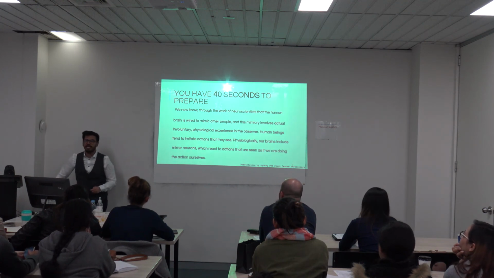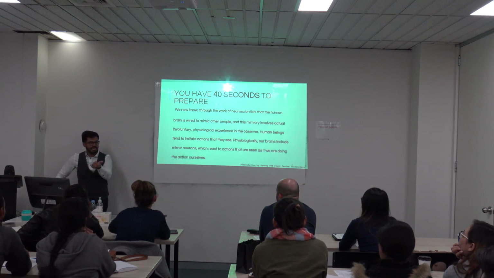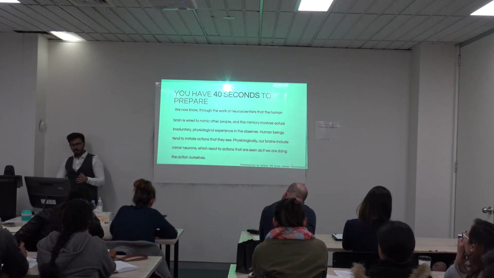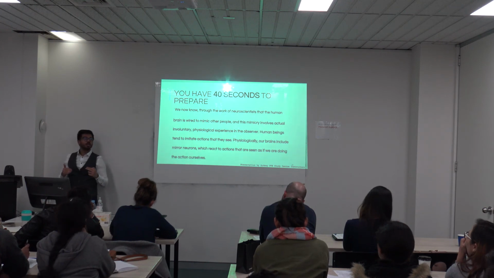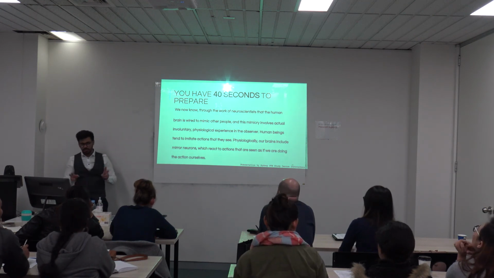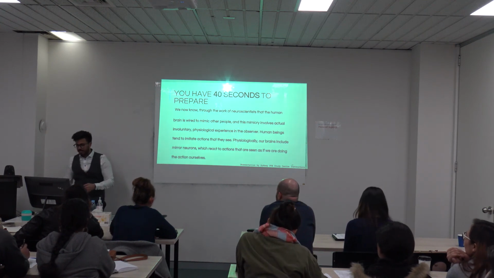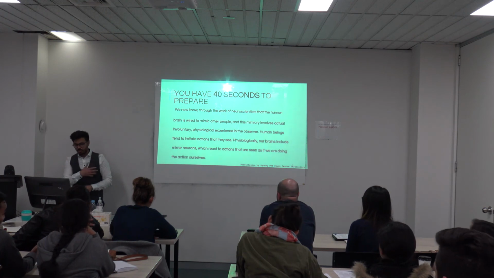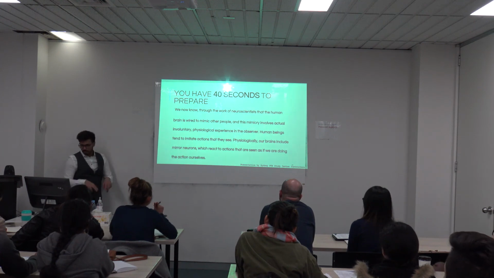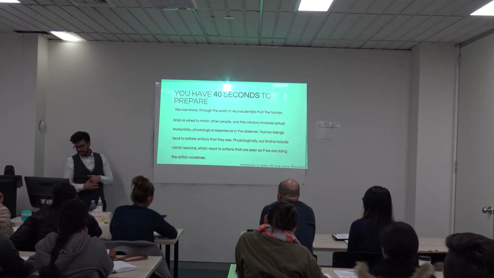What's the spelling of that? Neuro, or neuro? Neuroscientists. That the human brain is wired to mimic other people. And the mimicry involves actual involuntary physiological experience in observing. Human beings tend to imitate actions that they see. Physiologically, brains have neurons which react to actions that they see.